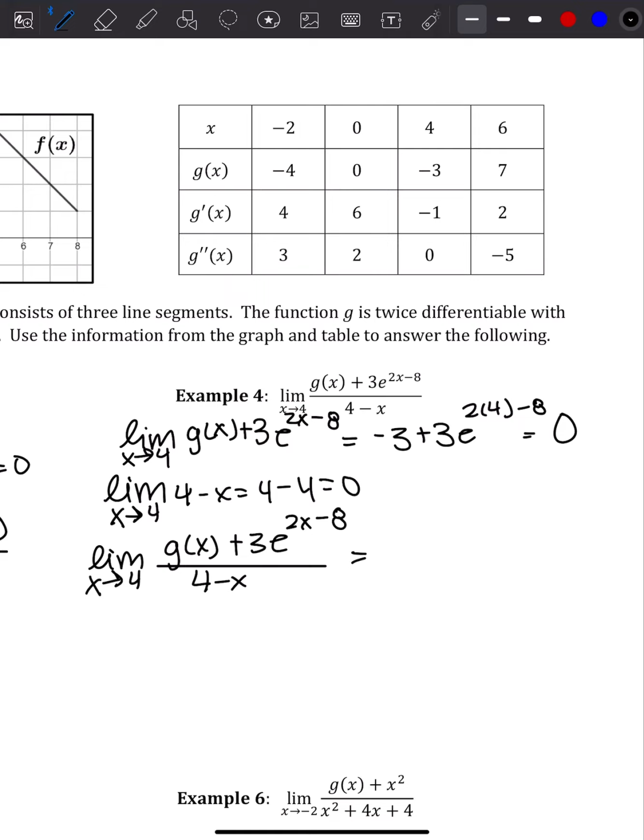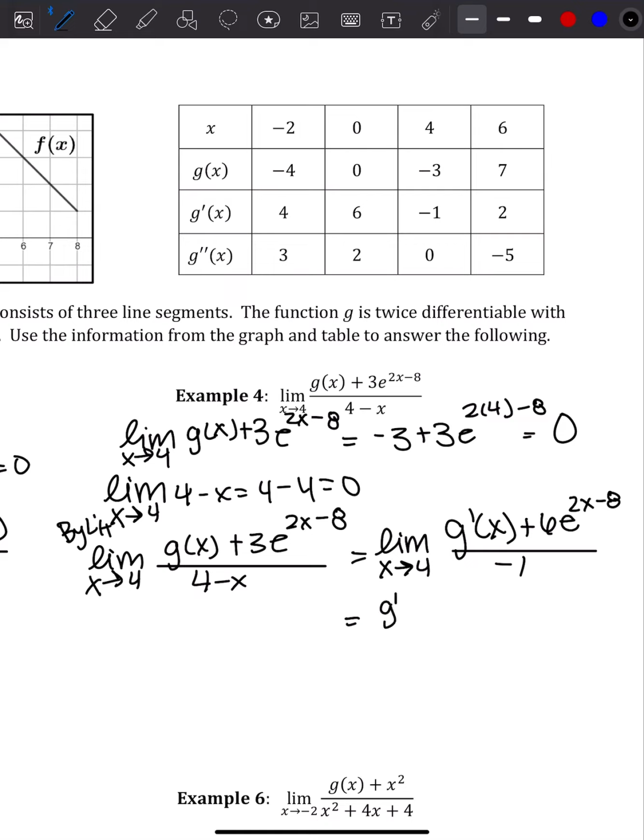is going to be equal to, by L'Hopital's rule, the limit as x approaches 4 of g prime of x times 3e to the 2x minus 8. Well, e to the 2x minus 8 is going to be a part of it. The derivative of 2x is 2. So 6e to the 2x minus 8 divided by negative 1. So the fact that negative 1 is in the denominator, we know that it's for sure not going to be going to 0 over 0.